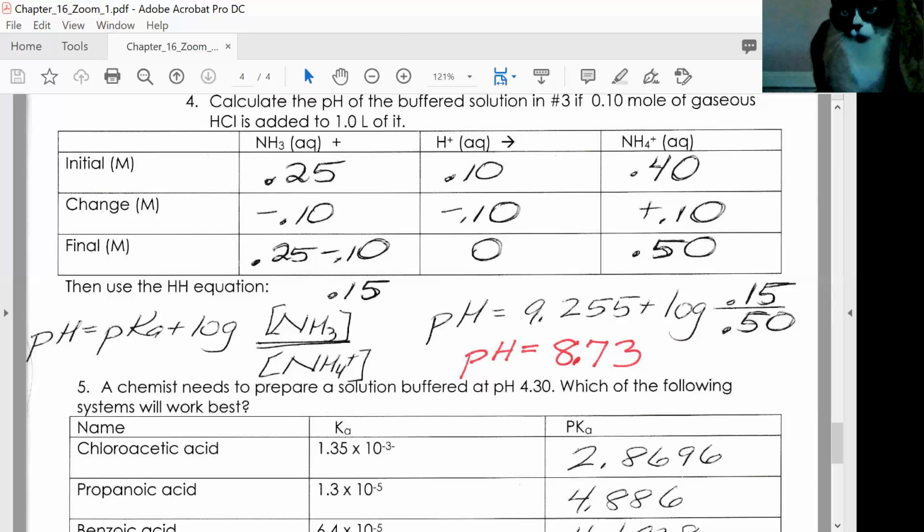We put that into our Henderson-Hasselbalch equation. Remember, ammonium is the acid, so that's on the bottom. Ammonia is the base, so that's on top. So our pH is 9.255 plus log. On top is 0.15, on the bottom is 0.5. We get a pH of 8.73. So it makes sense that this is still basic because it's ammonia, and ammonia is a base.